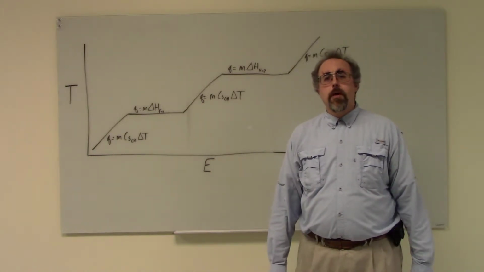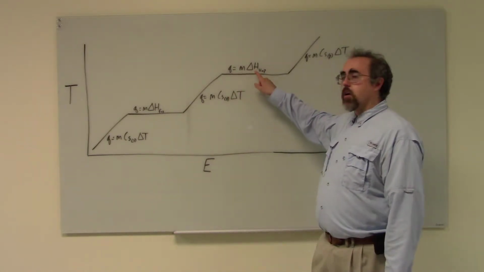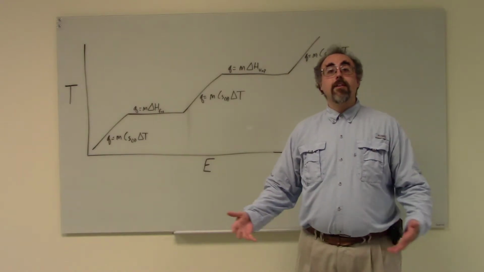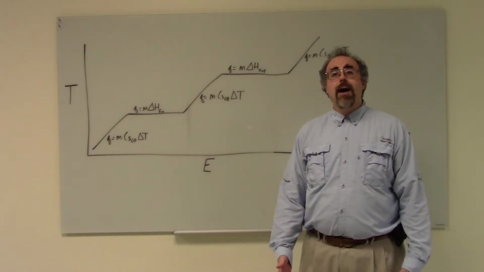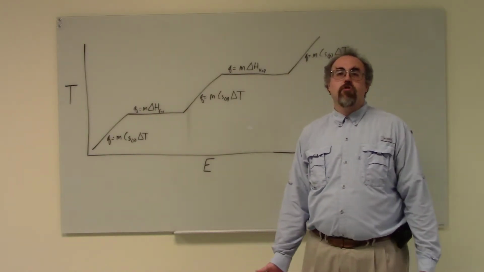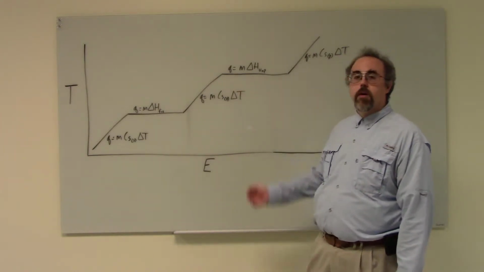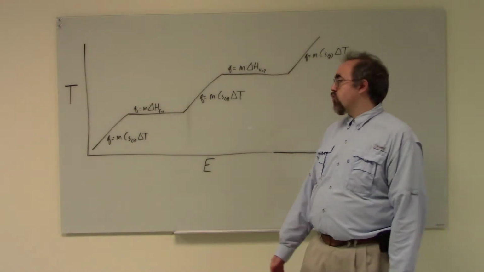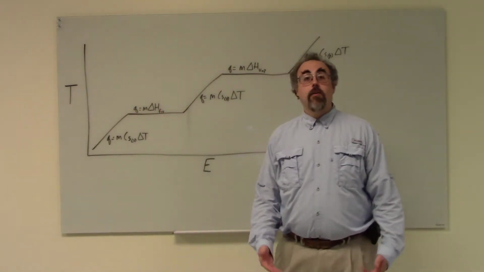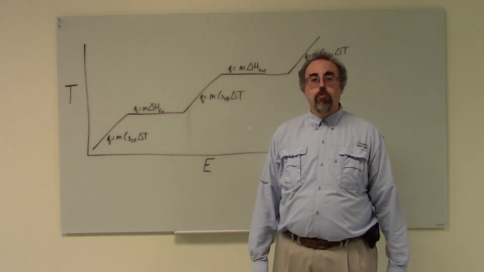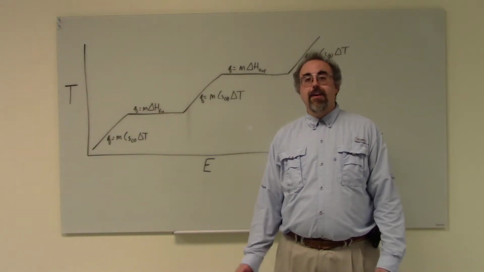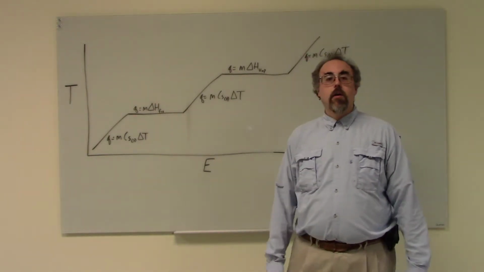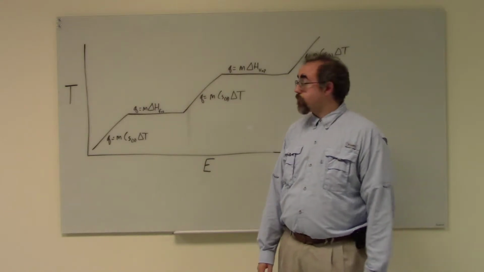Kind of as we've talked about previously, the flat spots are going to be governed, at least their length, I should say, will be governed by the heat of whatever phase change you're dealing with. So in this case, presumably, I'm going from a liquid to a gas, so that would be heat of vaporization or heat of fusion. There is an enthalpy for sublimation as well, if you happen to be sublimating instead of doing a melting and then boiling.